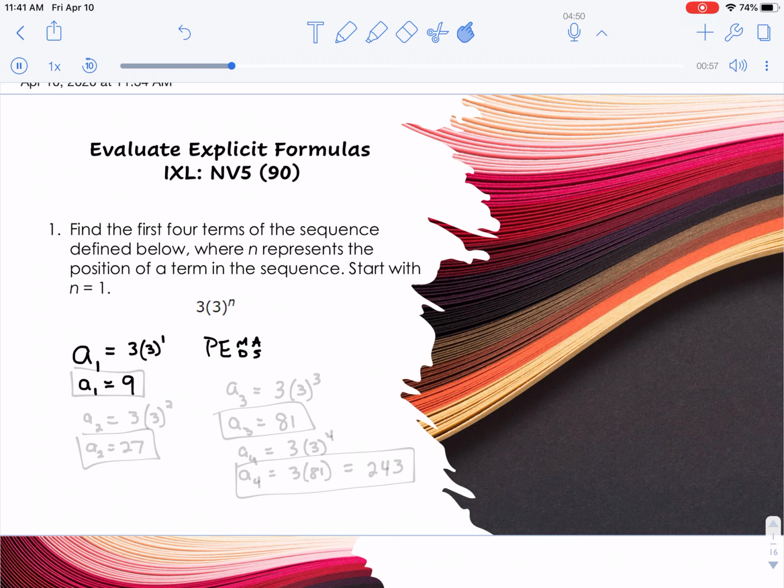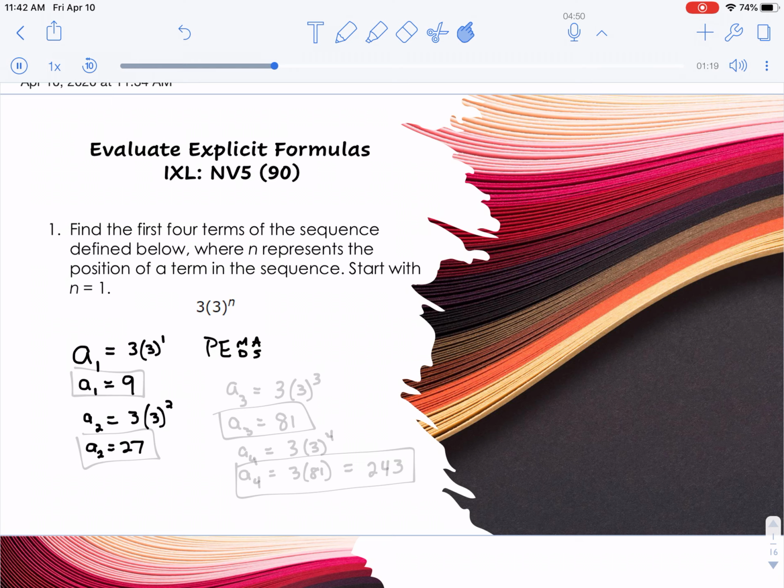Now we're not done because it said it wanted us to find the first four terms. So now we have to find a sub 2. So a sub 2 is 3 times 3 to the second power. And again, we're going to square first. 3 squared is 9, and 9 times 3 is 27. So a sub 2 is 27.